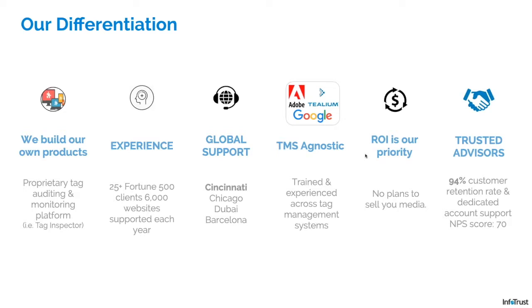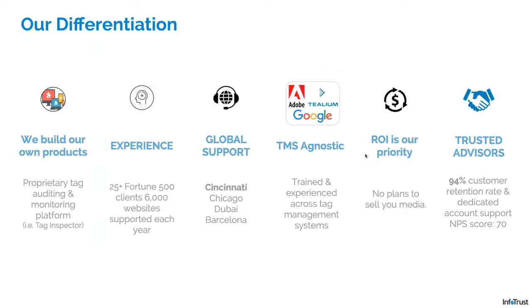So this is basically to highlight what makes us different than other companies in the field doing the same thing. We build our own products, so we have a product called Tag Inspector, which is essentially a way to do auditing across your website and all your tagging implementation. So when we see solutions that aren't being done in the field, we'll build our own products. We have a lot of experience in this field, 25 plus Fortune 500 clients, 6,000 websites supported each year, so we're all over the place.